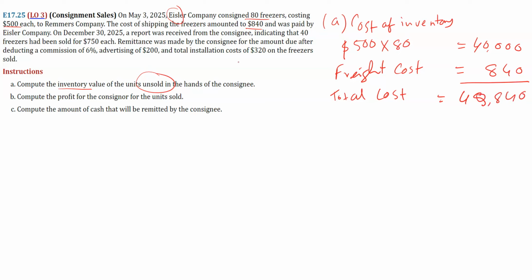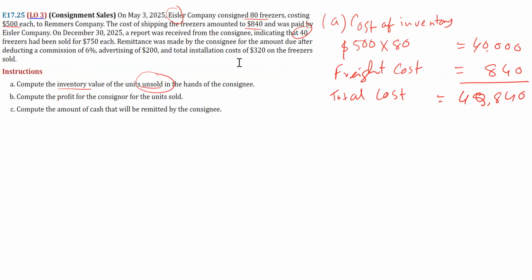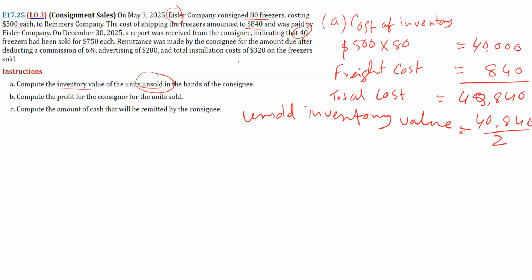So now the question is the unsold inventory. Unsold means half of the inventory, right? They sold 40, so 40 are unsold. So the unsold inventory value will be half of it: 40,840 divided by 2. So the unsold inventory value will be 20,420. Now let's see the next question.